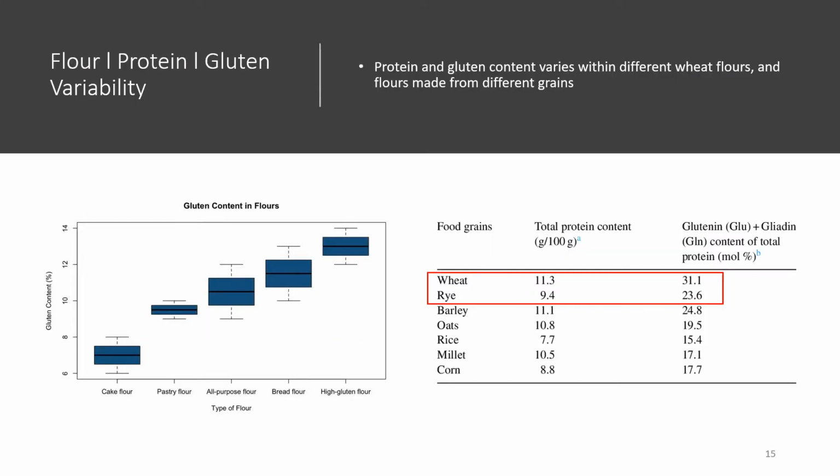So to finish the discussion of the protein that's in flour and the importance of gluten, I wanted to point out that the amount of protein in gluten actually differs within wheat flour and within different kinds of flour made from different grains. So in the figure on the left-hand side, this is a box plot of different wheat flours, and as you can see, the amount of gluten and protein in this case increases with different types of flour. Cake flour having the least amount of gluten.